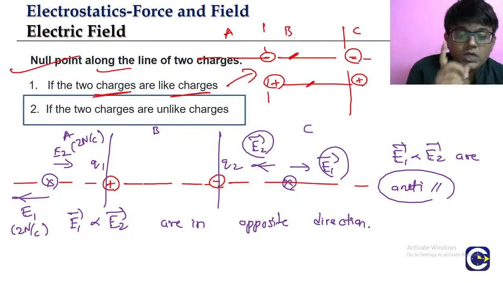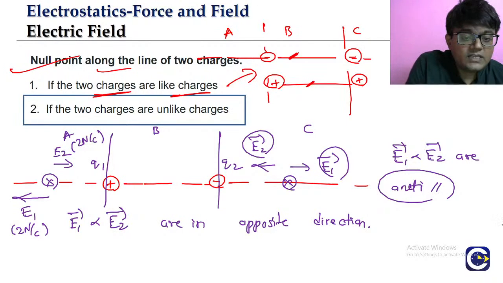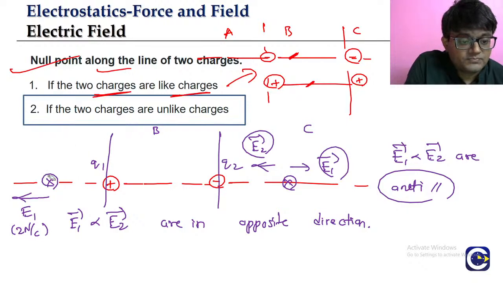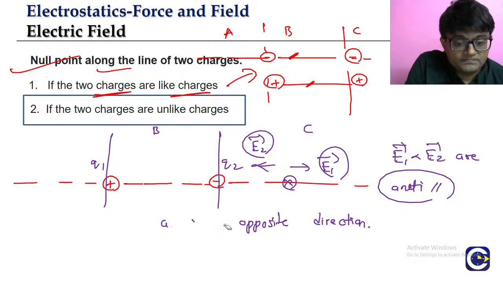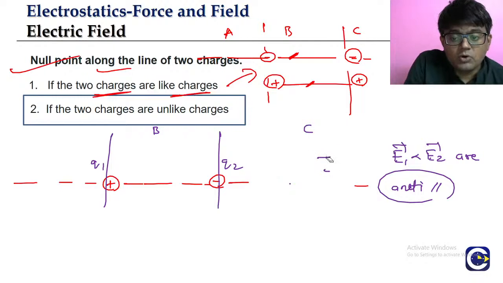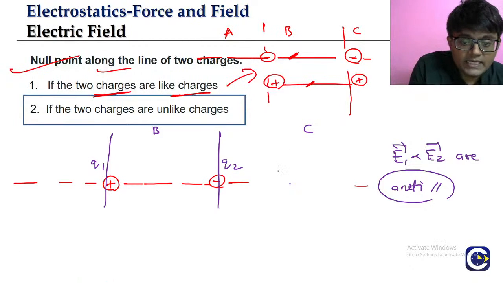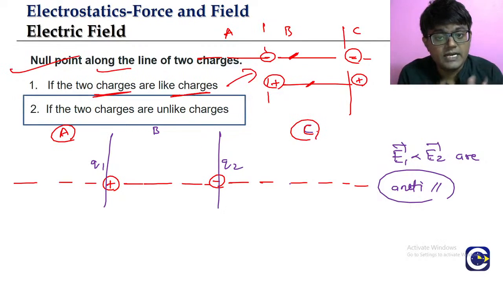So in both region A as well as region C, there is a chance for the electric field value to become 0. But the electric field will not become 0 in both the places. Electric field will become 0 either in region A or region C. We are not going to have the electric field becoming 0 in both places. The null point is going to come either in region A or region C, in only one place.